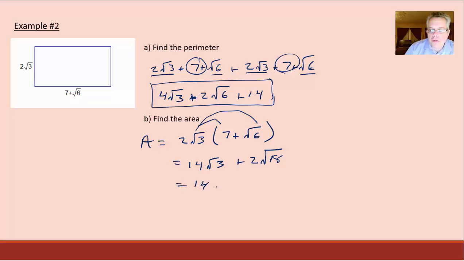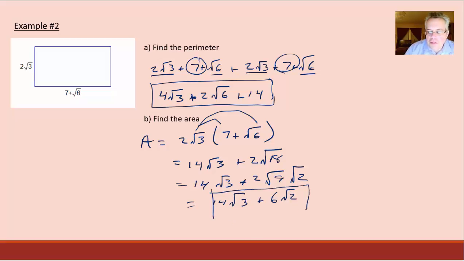All right, so we're going to keep going. Plus 2 square root of 9 times square root of 2. That's how 18 breaks up. And I can say this is 14 square root of 3 plus, that's 3 times 2 is 6, square root of 2. Both terms are simplified. They're not like terms. So we're done here. That's a 14 there. All right, last example.